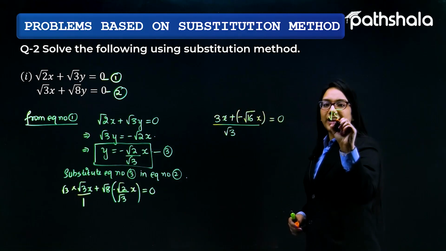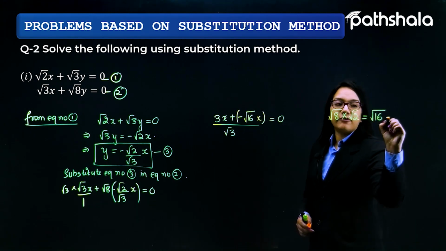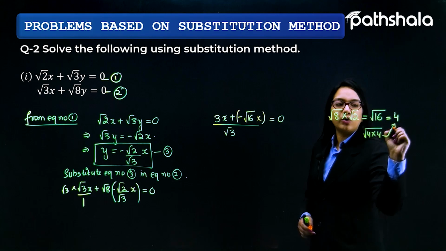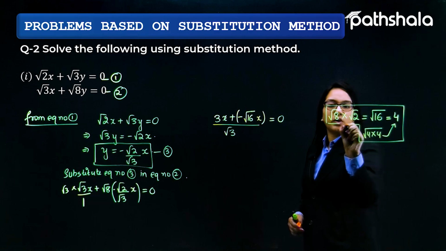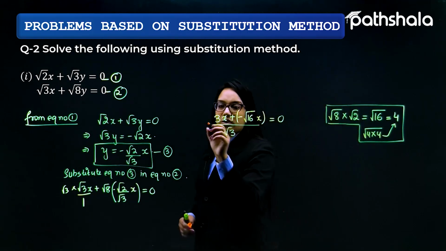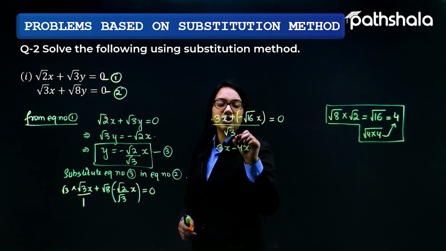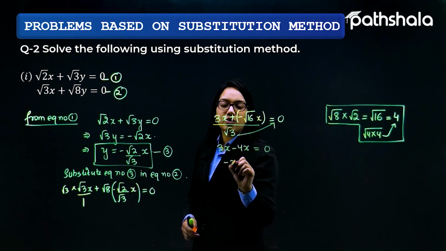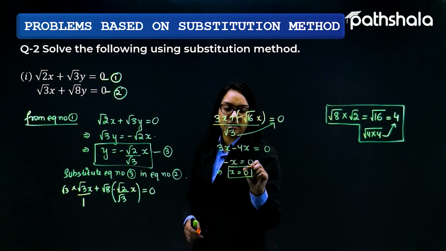as we can say √8 into √2 is √16, and √16 is 4, because we know that 16 can be expressed as 4 into 4, and the root of 4 into 4 is 4. Using this concept, we can write this equation as 3x - 4x, taking √3 to the other side, is equal to 0, and further -x = 0 means we are getting the value of x as 0.